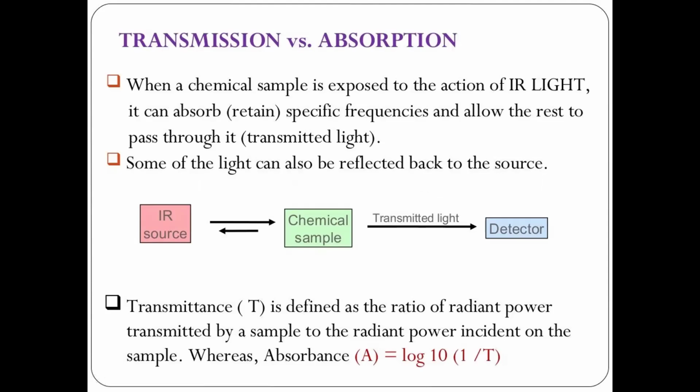The main theory behind IR spectroscopy: when IR light falls on the sample, some amount of the light is transmitted through the sample and some amount of the light is absorbed by the sample. The absorbed light causes changes in the vibrational and rotational energy levels of the sample. These changes in the energy levels cause absorption bands. The absorption bands give information about the different functional groups present in the molecule.